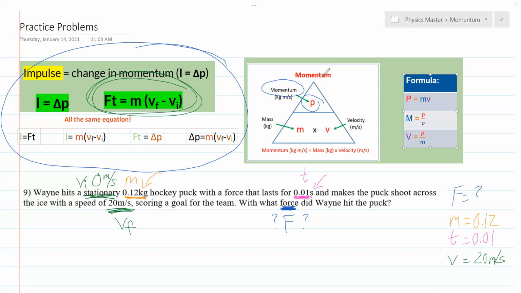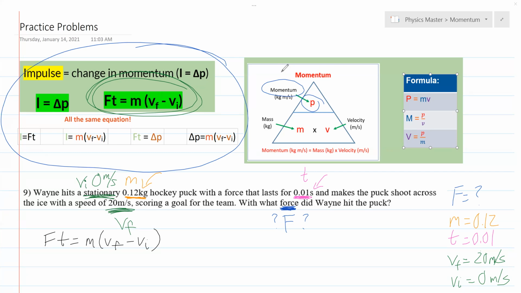All right, so now let's go fix this. This is now VF and VI is equal to 0. All right, so now that we got that, we can go write that equation that Leo was talking about, okay? I'm gonna write the equation and then I'm just gonna plug in the stuff. So we got FT is equal to MVF minus VI, and I'm gonna plug in stuff.